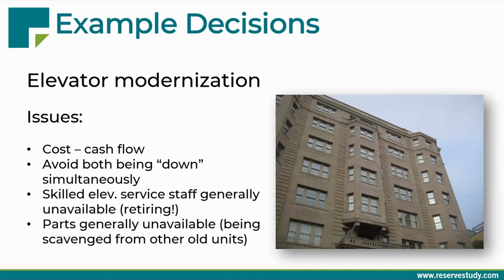And what's interesting is we learned, speaking to their elevator service company, that they're running out of people that are qualified to work on the old equipment at this building. They just aren't trained in this kind of equipment anymore. So the service staff is fewer and fewer available because they are, quite frankly, retiring. And similarly, the parts are pretty unavailable when something does break. The way they're getting parts is they're being scavenged from other old units that have been taken out of service, old units at other buildings.